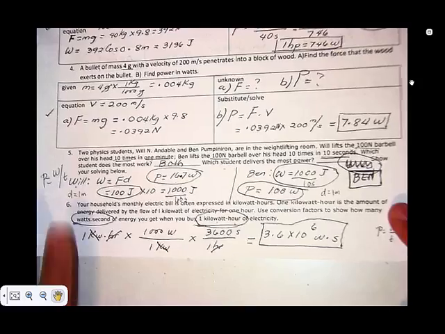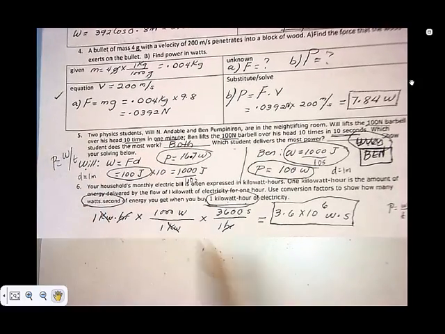Number 6. Number 6 is a conversion. It's simply asking you to change kilowatt hour into watt second. So take note of this process because you will be using this in the next problem at the back.